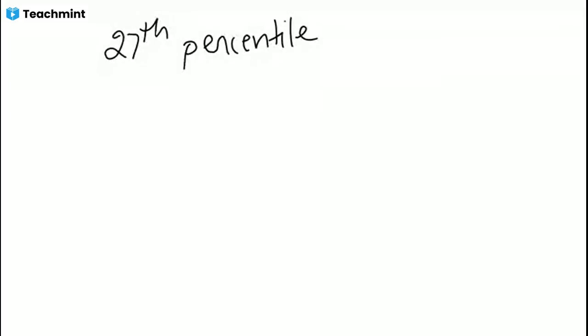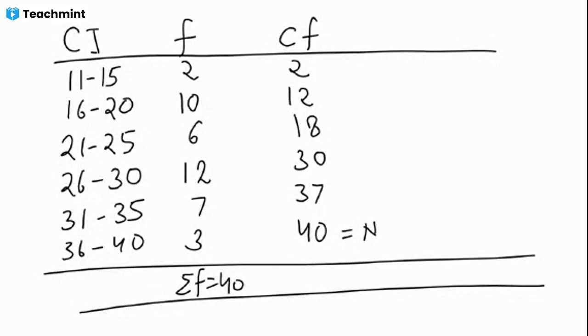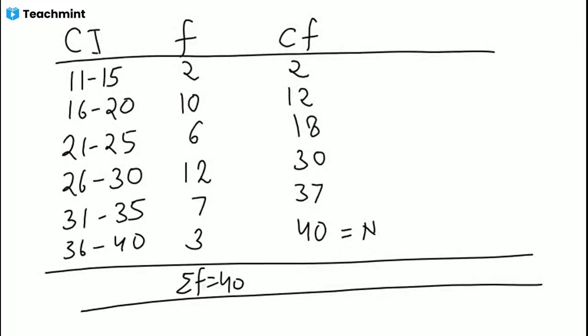Okay, you will find it. You know this. How can you find it? You need to see which row this 27th percentile lies in. For example, it lies in this one. So this will be the required percentile class.